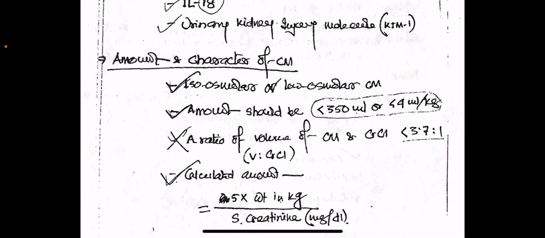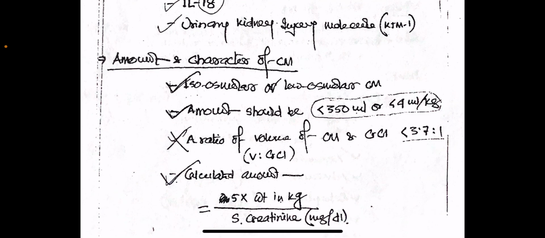Amount and character of contrast media. Isosmolar or low osmolar contrast media, the amount should be less than 350 ml or less than 4 ml per kg. That is, less than 350 ml or less than 4 ml per kg. A ratio of volume of contrast media to creatinine clearance should be less than 3.7:1.